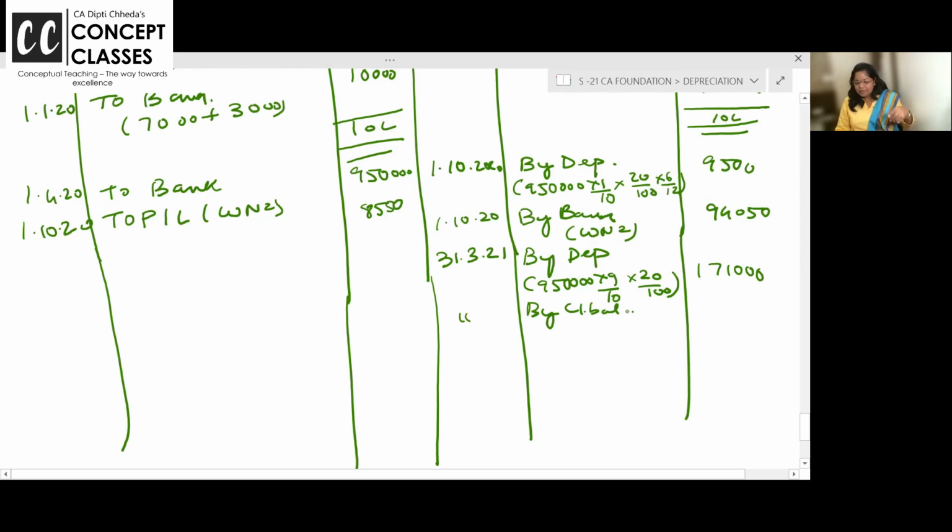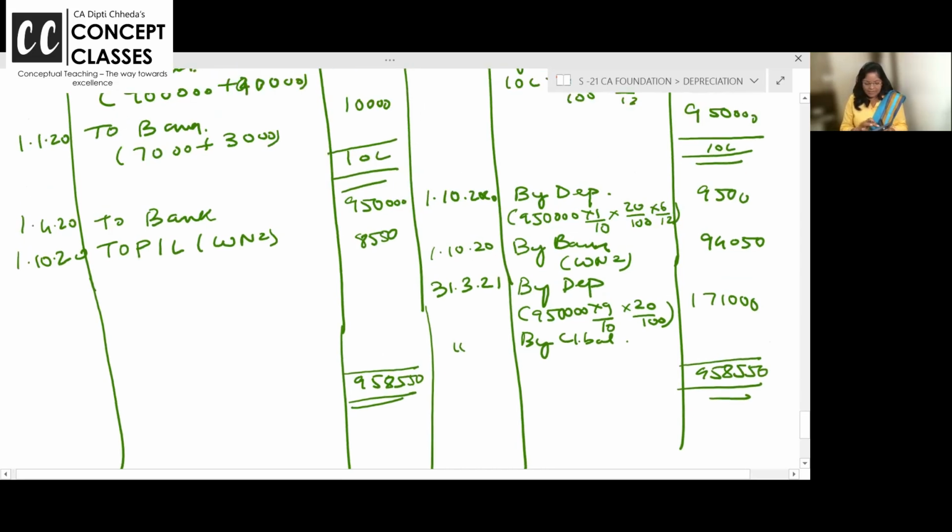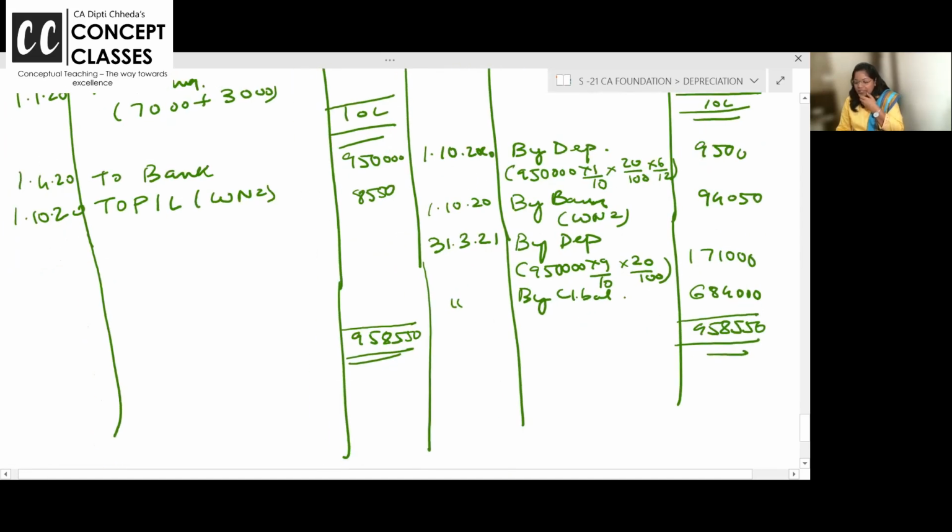Closing balance. This time only one machine is there. You can take balancing figure. 950 plus 8550. So first you write the total, 958,550. And write down the balancing figure, 6,84,000. And what is another way to get it?